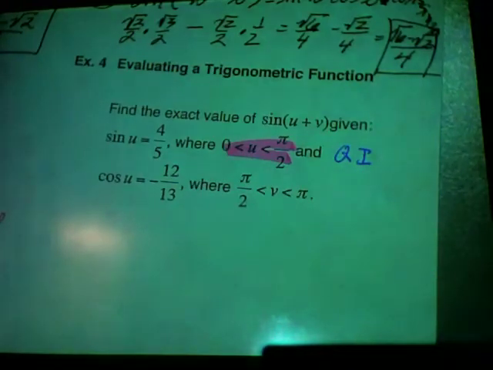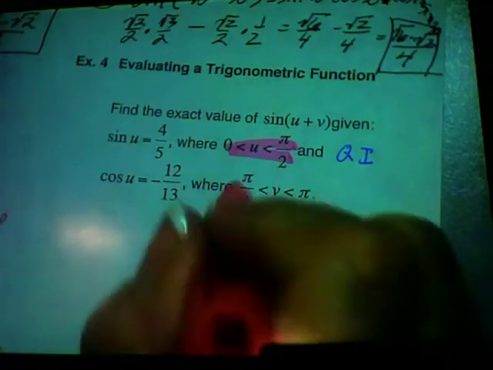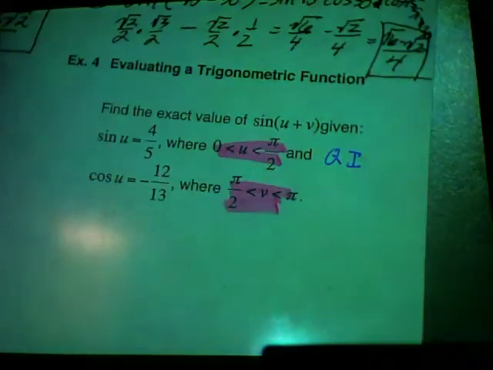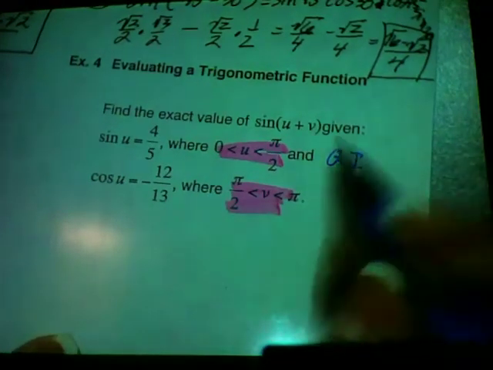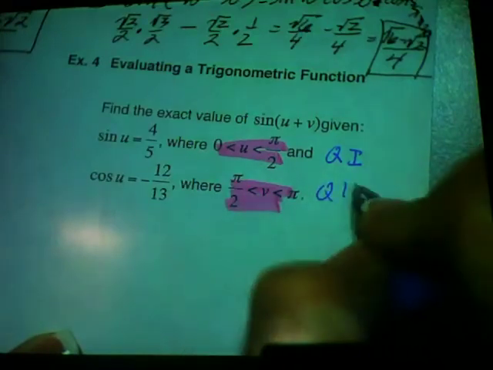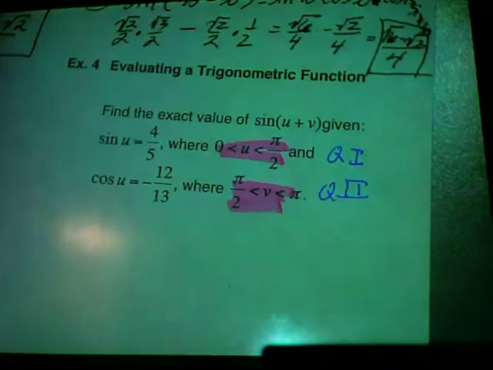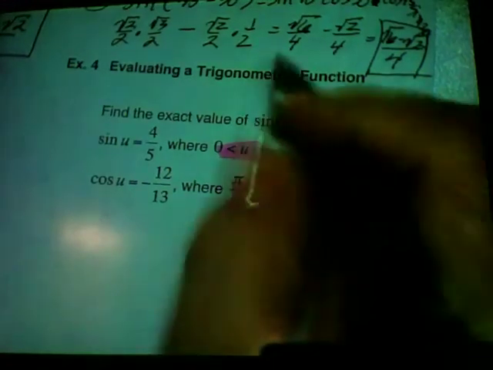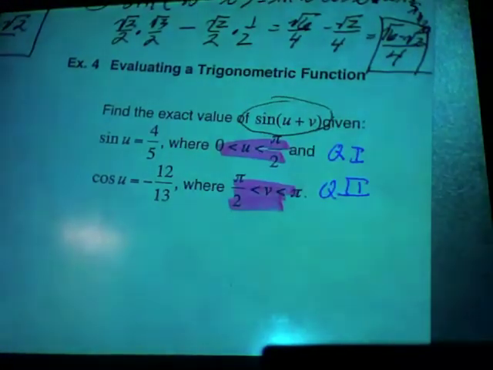And then this one's our restriction for the second one. What quadrant is that? From pi over 2 to pi is quadrant 2. Now, the first thing I'm going to do is write these in the quadrants that they belong, and we are evaluating it for this right here. We're going to write out the sine of u plus v, so we're going to use that formula.